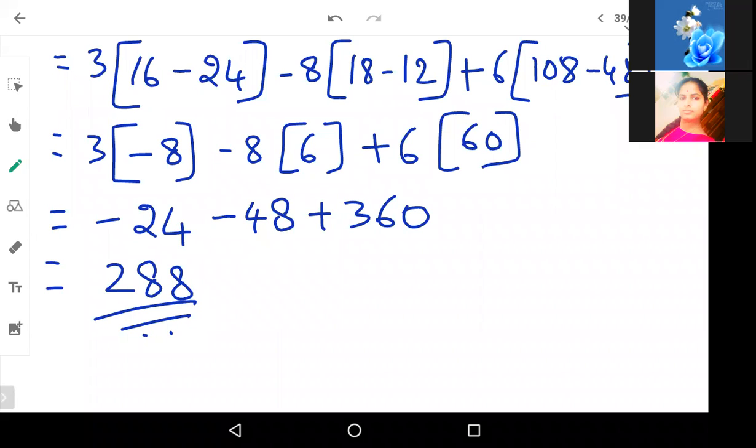Understood? Any doubts in this problem? Very good. Everybody has got the correct answer. No doubts. Very good. Very good. Now, let us go to the next problem.